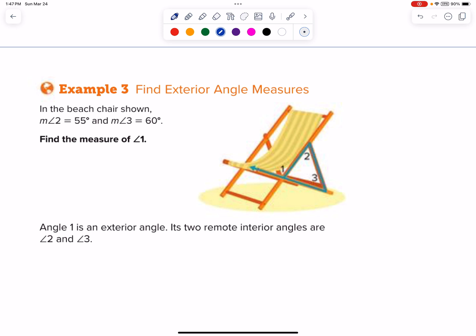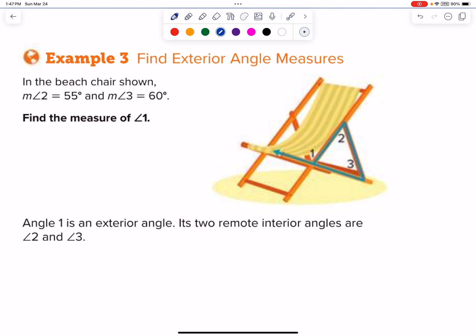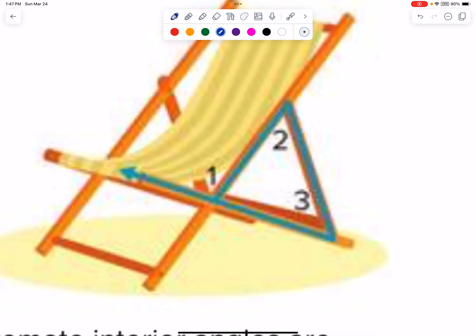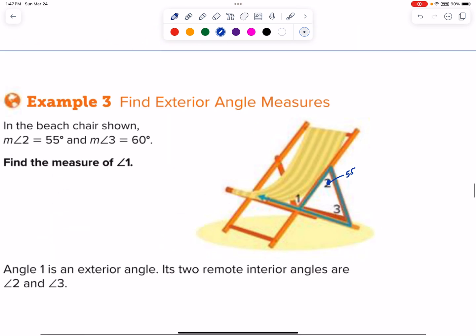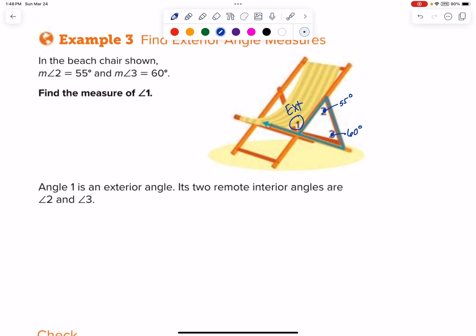So example 3, find exterior angle measurements. Look at what you know. You know the measurement of angle 2 is 55. Always jot things down. If you can't fit it, you can make a little dot and pull it out like that, and angle 3 is 60. Okay, and you can put the degrees or not. We're just note taking. They want us to find the measurement of angle 1, and this is an exterior angle. So all you have to notice is, hey, are those other two angles its remote interior angles? And the answer is yes.